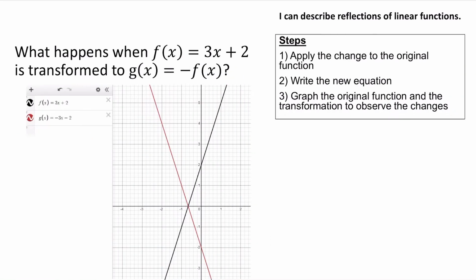If we graph both g of x and f of x, you can see that g of x in red is in fact the graph of f of x reflected over the x-axis. If you think about the x-axis as being like a mirror, you can see that this is a reflection of the original function.